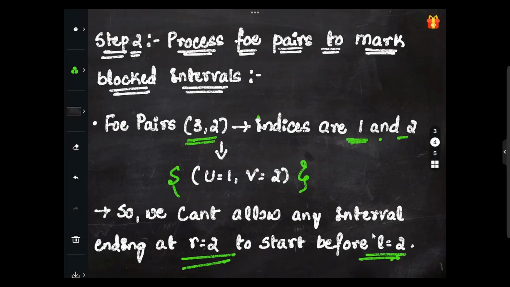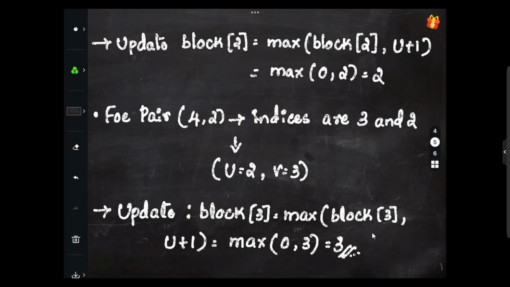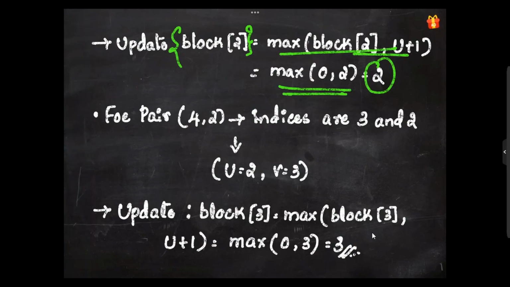So we cannot allow any interval ending at r equals 2, and we have to start before l equals 2 here. This is fine. So we have to update block of 2 equals max of block of 2, u plus 1. Max of 0 comma 2 is nothing but 2. We are considering just the value here. Max of block of 2, u plus 1, u and v we have 1 and 2, right? So this u is 1, v is 2.